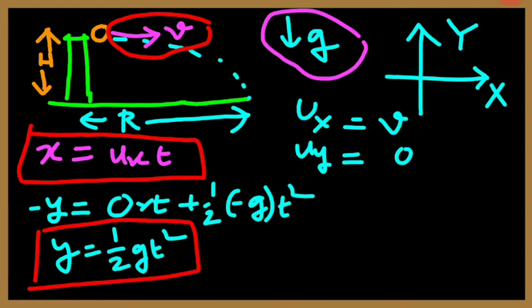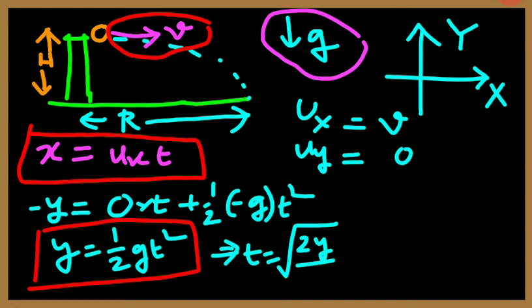After separating t on one side, we can write t is equal to root over of 2y by g. So this much is clear for us. Let's remove this part.